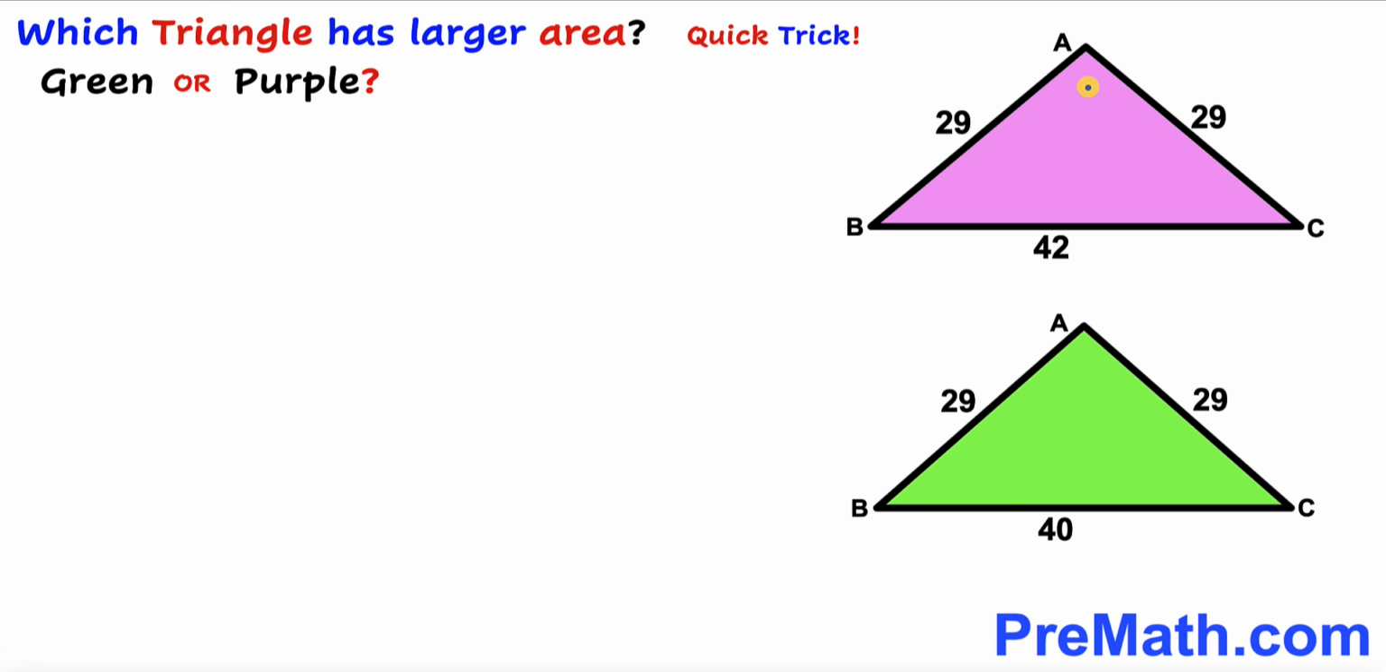Our first triangle is a purple shaded isosceles triangle whose side lengths are 29, 29 and 42 units. Whereas for this green shaded isosceles triangle, its side lengths are 29, 29 and 40 units. So the only difference is this base BC is 42, whereas the base of this green shaded triangle is 40.